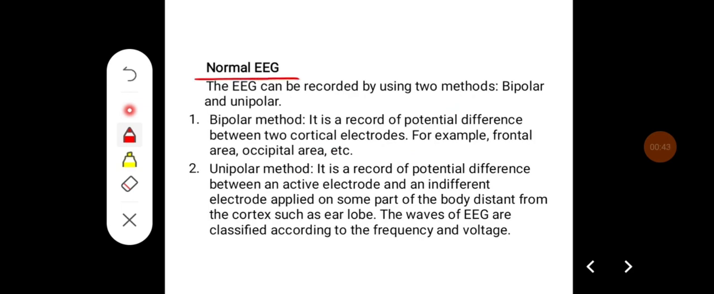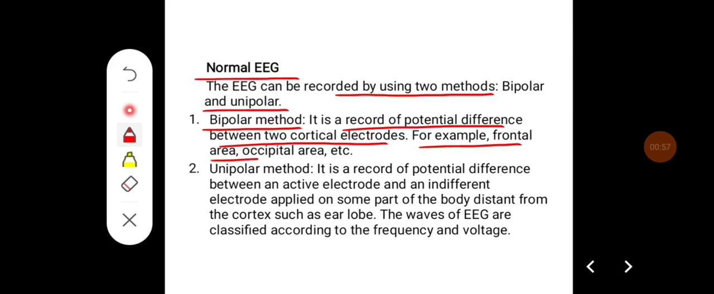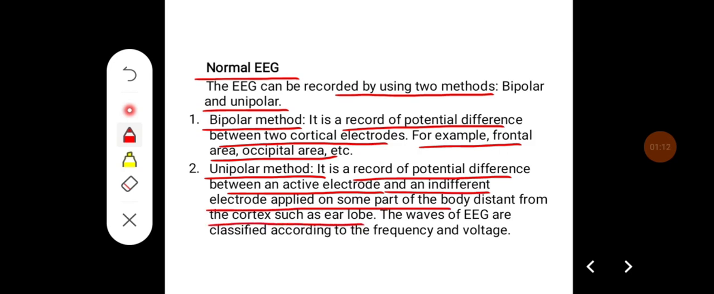Normal EEG. The EEG can be recorded using two methods, bipolar and unipolar. In the bipolar method, it is the record of potential difference between two cortical electrodes. For example, one electrode is kept on the frontal area and another one on the occipital area. In the unipolar method, it is a record of potential difference between an active electrode and an indifferent electrode applied on some part of the body distant from the cortex, such as the earlobe.